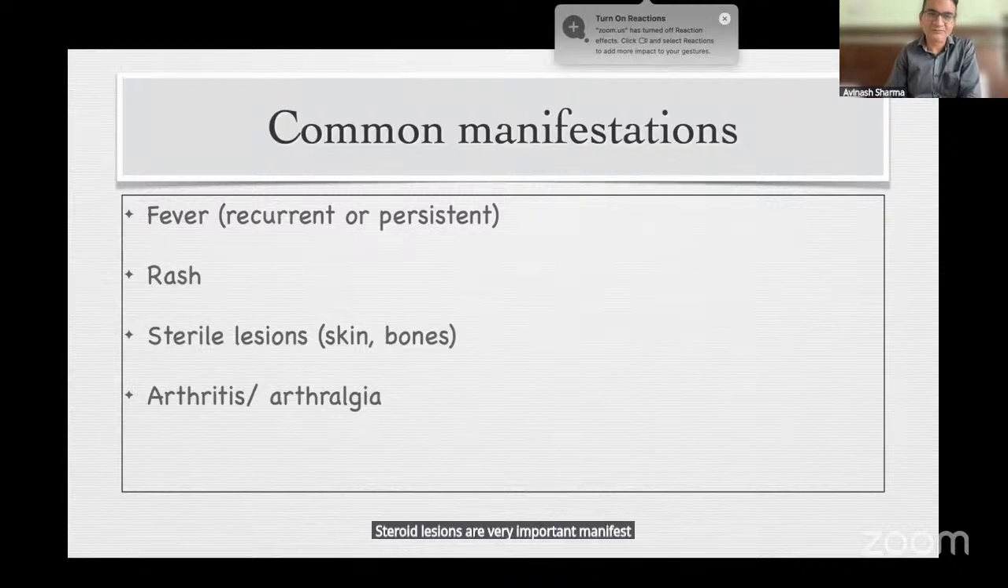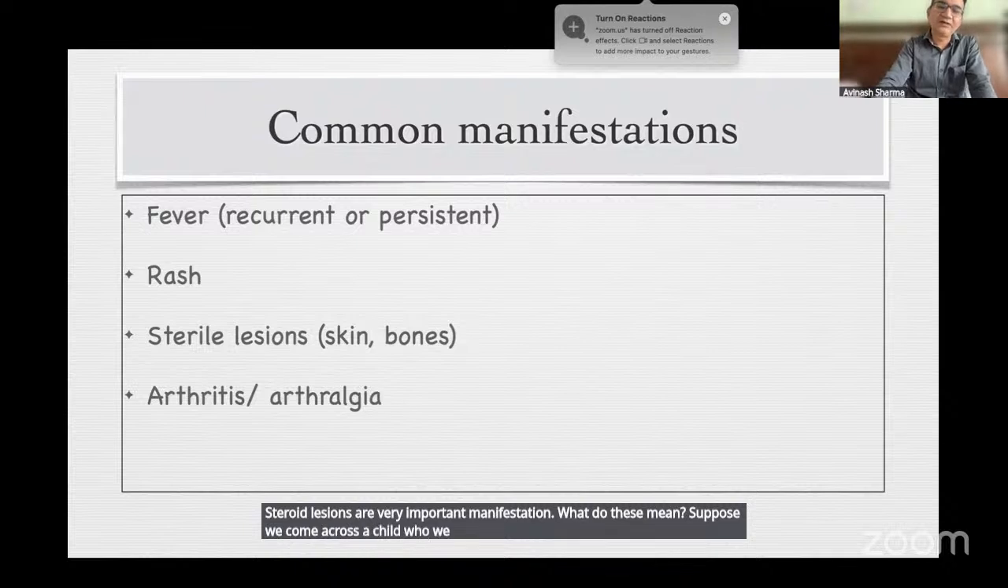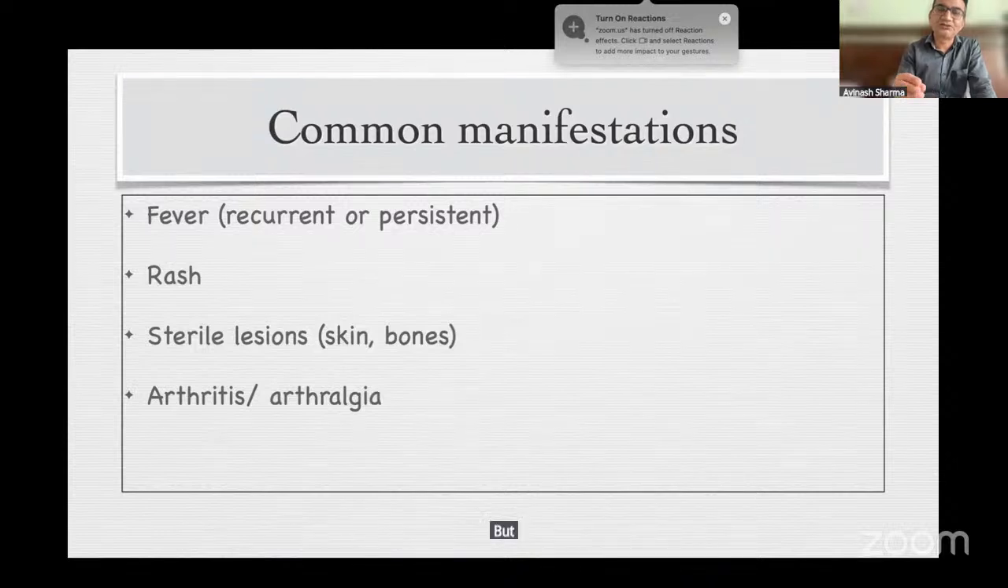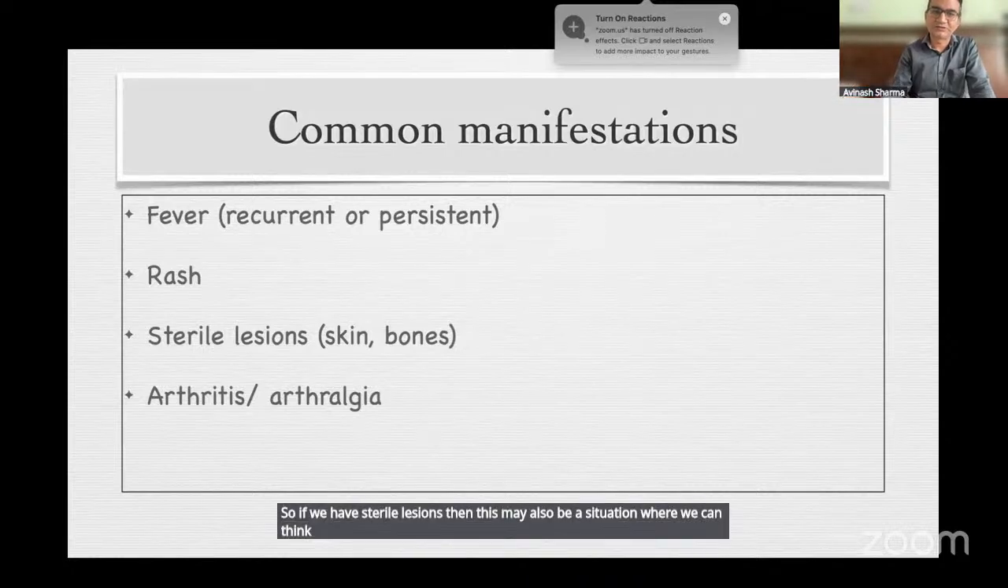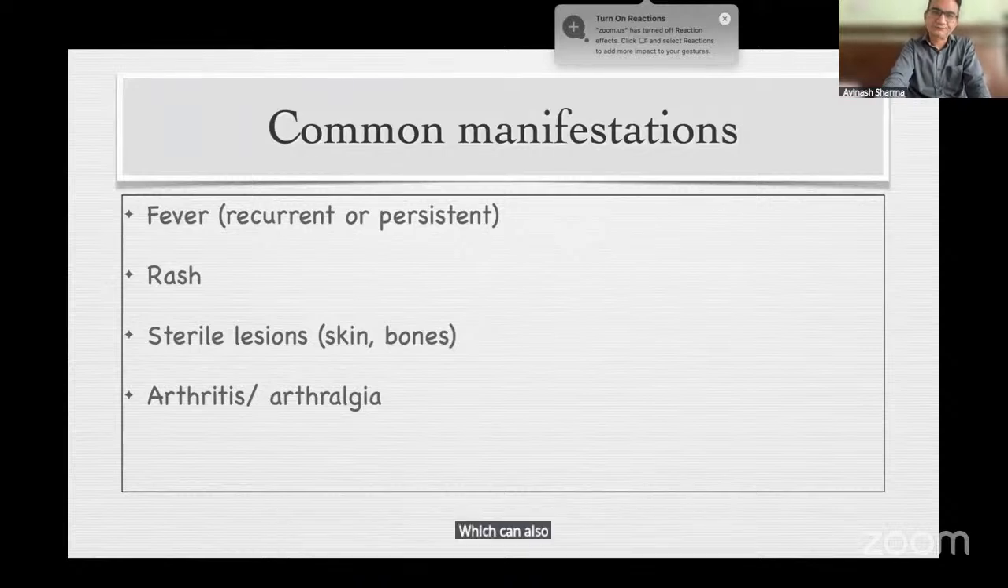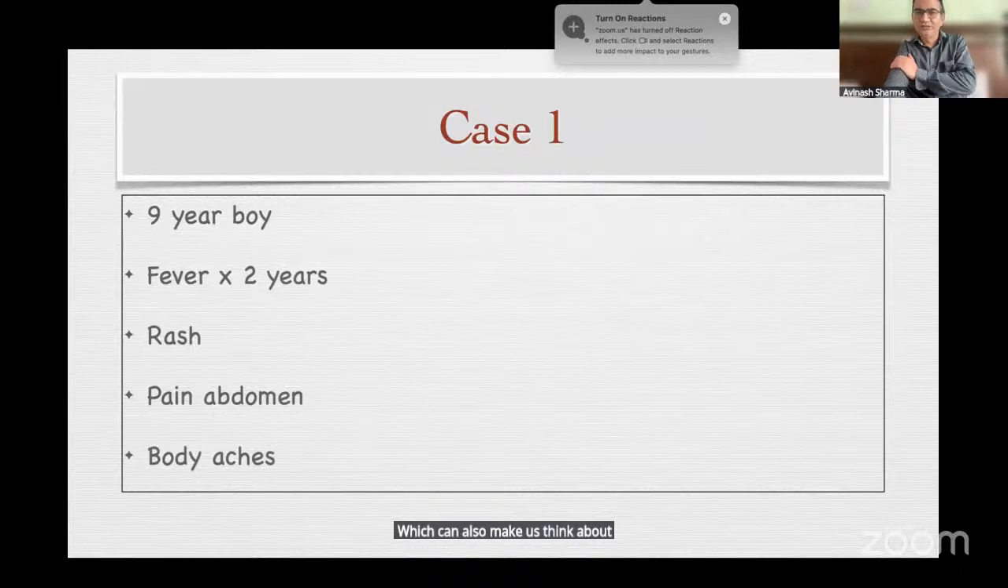What do these mean? Suppose we come across a child in whom we are suspecting osteomyelitis, but the osteomyelitis is not infective. So this is a sterile lesion of the bone. So if we have sterile lesions, then this may also be a situation where we can think of autoinflammatory syndromes. And then there are manifestations like arthritis, joint pains, joint swellings, which can also make us think about autoinflammatory syndromes. So now coming on to the case, let's discuss this case.